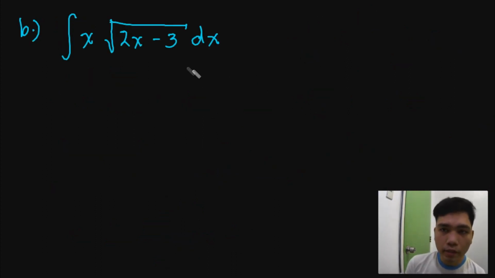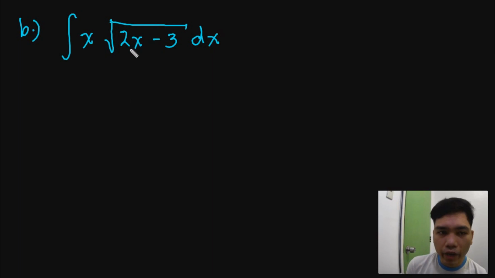Now for this example, what we have is square root of 2x minus 3, and then meron tayong x dito sa outside of our function inside the radical sign. So if you try to do pattern recognition here, you won't be able to recognize any pattern because as you can see, itong 2x minus 3, if you take the derivative of that, that will be 2dx, which is not exactly this one. And if you try to differentiate this one, of course, mas malayo yung sagot mo compared to this other function that you have.